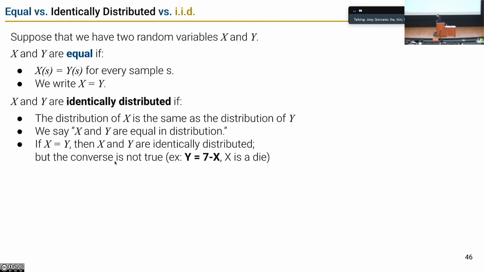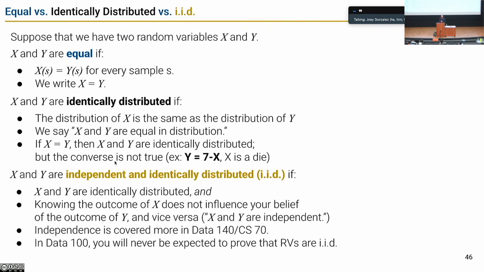It is worth noting, if they're equal in value, then they are in fact identically distributed, but the converse does not apply. All right. The thing you most likely will hear in any data science setting is independent and identically distributed. It's so common we call it i.i.d. So our x and y are drawn i.i.d.